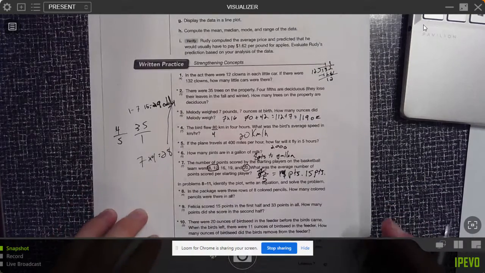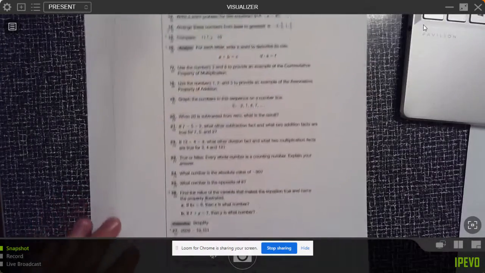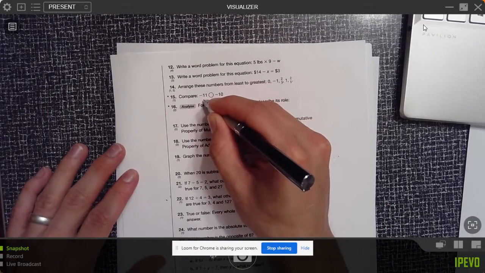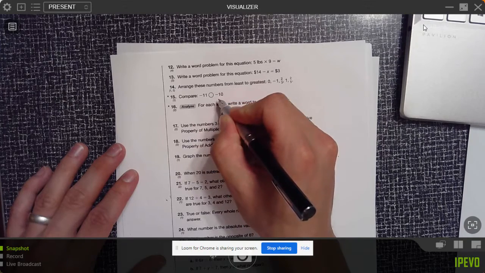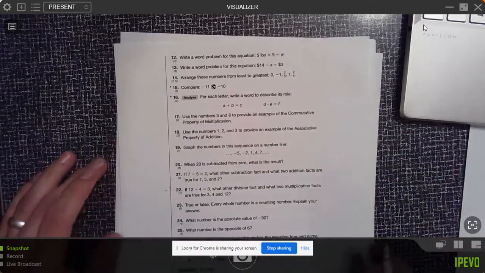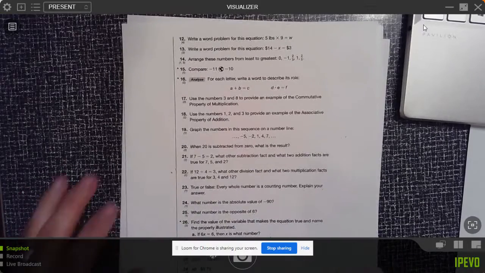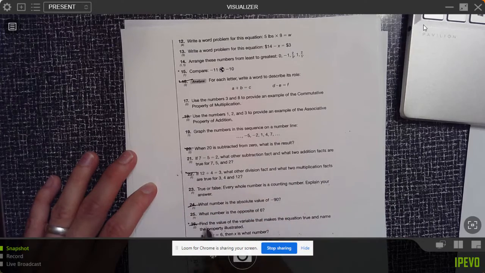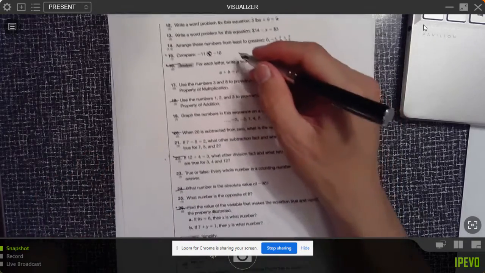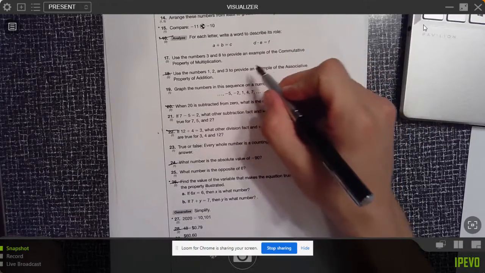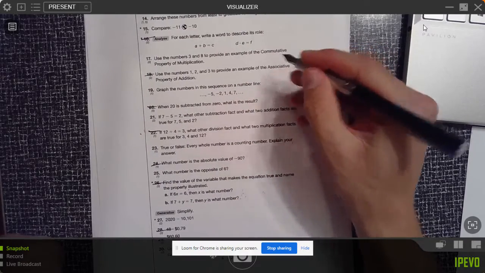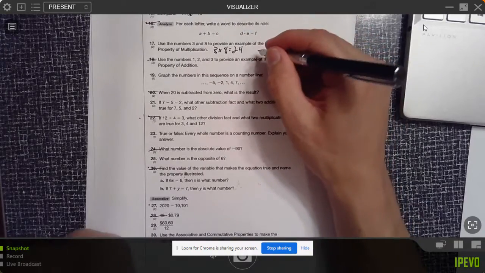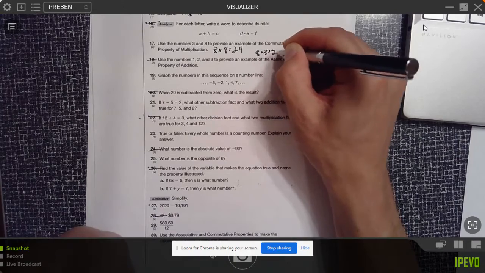Now we're doing 15 through 29 odd. Which one's bigger? Well, when you're in debt, would you prefer to owe negative $11 or to owe $10? I'd rather owe $10. Use numbers 3 and 8 to provide an example of the commutative property of multiplication. So 3 times 8 equals 24, but so too does 8 times 3 equals 24.